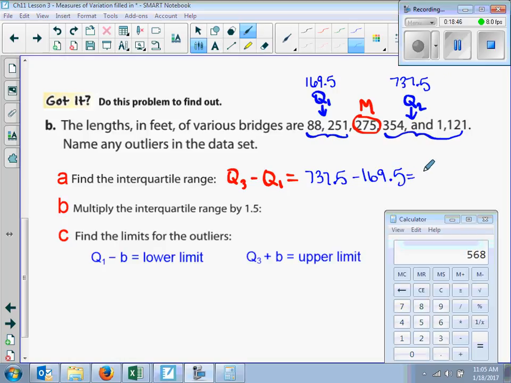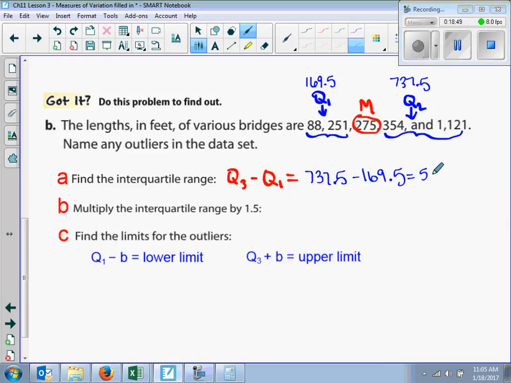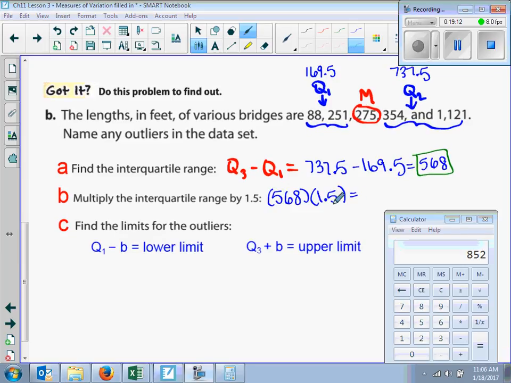All right, so that gives us 568. Okay, so now in order for us to get closer to what our limits are, we want to multiply the interquartile range, which is this number up here. We're going to multiply 568 times 1.5. All right, so 568 times 1.5 gives us 852.